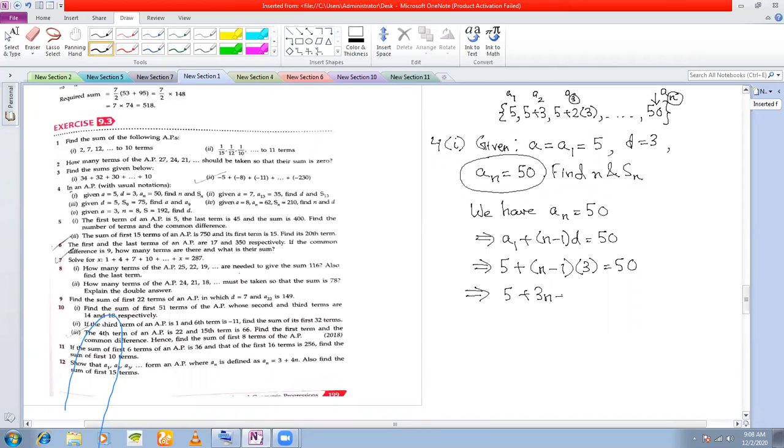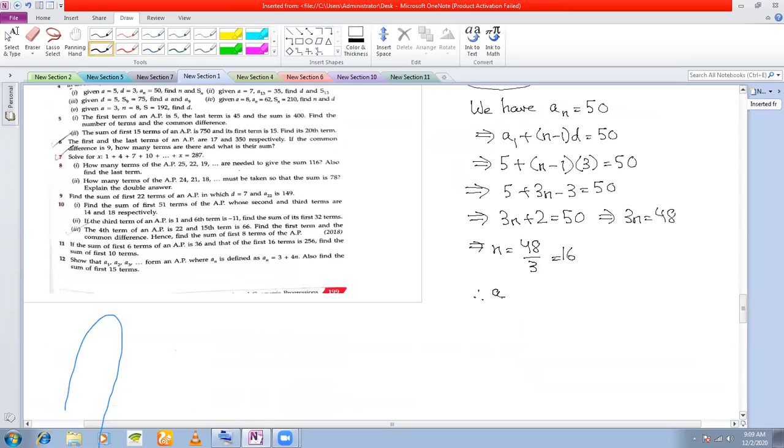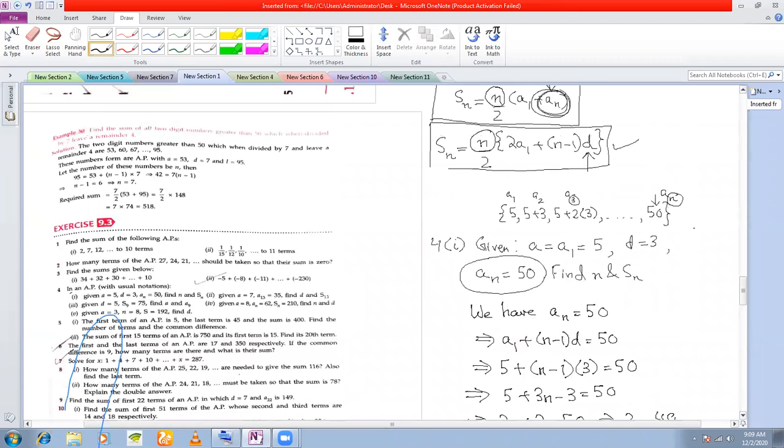5 plus 3n minus 3 is equal to 50. This is 3n plus 2 is equal to 50. That means 3n is equal to 48, 50 minus 2. That means n is 48 divided by 3, which is 16. That means 50 is the 16th term. Therefore, a16 is equal to 50, right? So this 50, the last term that is here, is your 16th term.